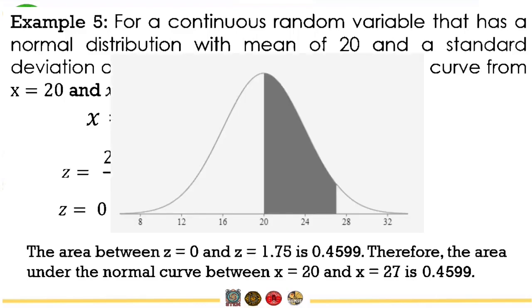Okay, so this is the illustration. Based on the illustration, it is approximately 46%. The area under the normal curve between x equal to 20 and x equal to 27 is approximately 46% or 0.46. Okay, did you understand?